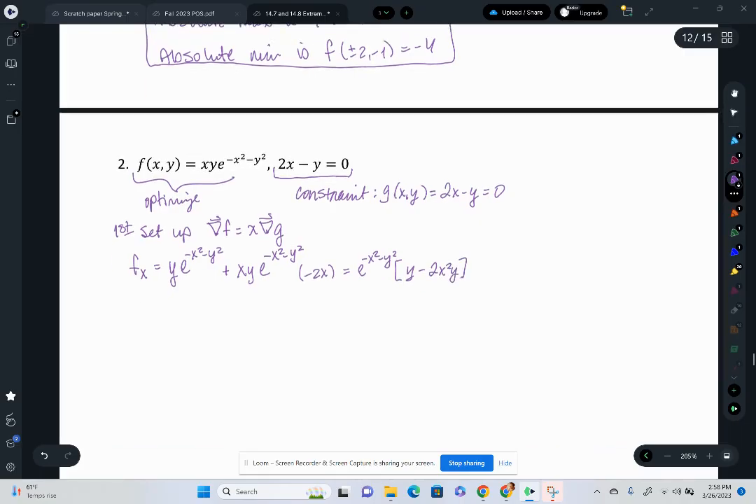Okay. f sub y is very similar. So I have a product rule because I have x, y, and then e with a y in it.